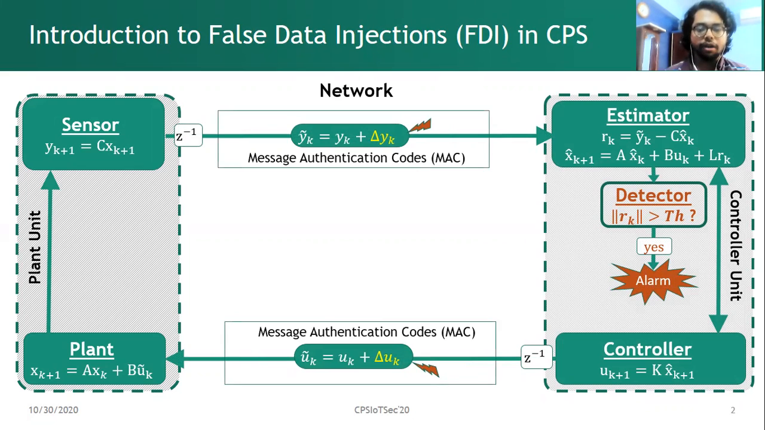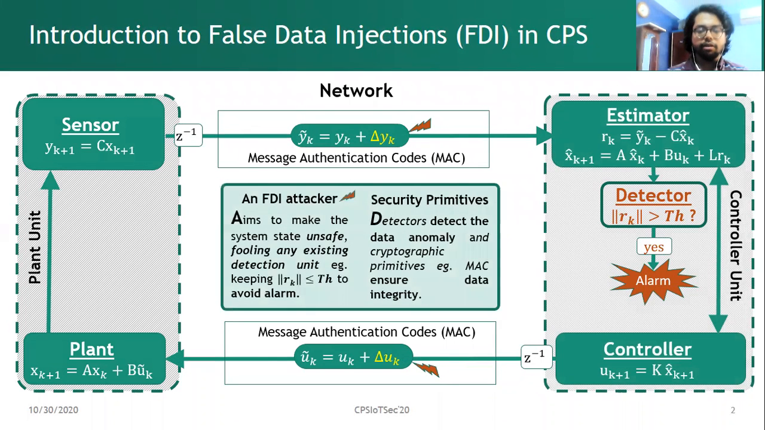And the cryptographic one includes message authentication codes or message encryptions. It appends a MAC in every sensor and actuation data so that it can be verified on the other side. The FDI attacker attacks on the network by polluting the sensor and actuation data. The aim is obviously to make the system state unsafe by fooling any existing intrusion detection system. It is easy to fool residue-based detectors, but for a MAC appended message, it is hard to not raise any suspicion and tamper the message.